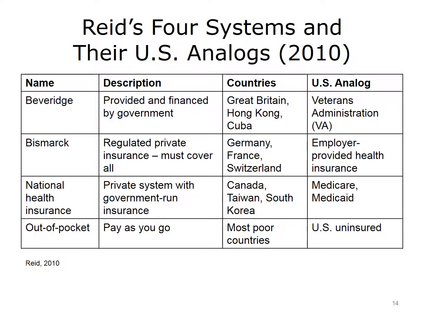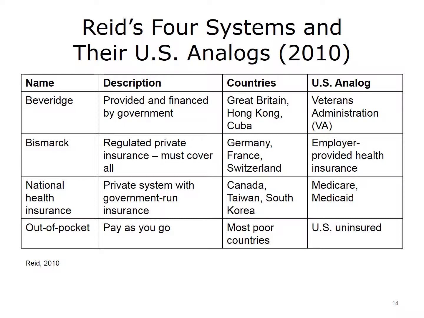In his analysis of comparative healthcare systems, Mr. Reid comes up with 4 basic systems or models. He has names for these, describes them, points out the countries that use them, and shows that each of these models is used in different segments of the U.S. healthcare system. The first of these is the Beveridge model, which was developed in Great Britain and has healthcare that is provided and financed by the government.